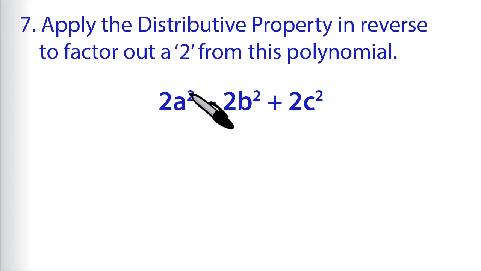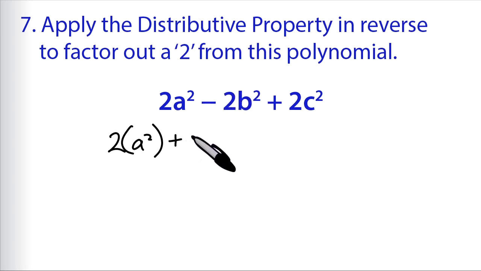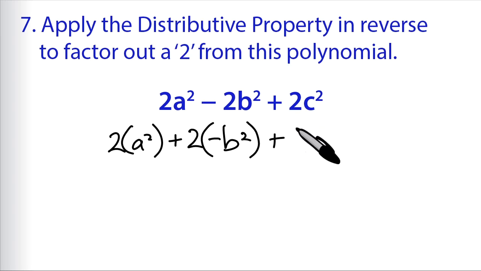So for 2a squared, we have 2 times a squared. Then we have minus 2b squared, which is the same as plus negative 2b squared. But remember, we want a positive 2 factored out from each thing. So we'll do plus 2, and so we need that negative to apply just to the b squared. So we have negative b squared plus, and then we have 2 times c squared.